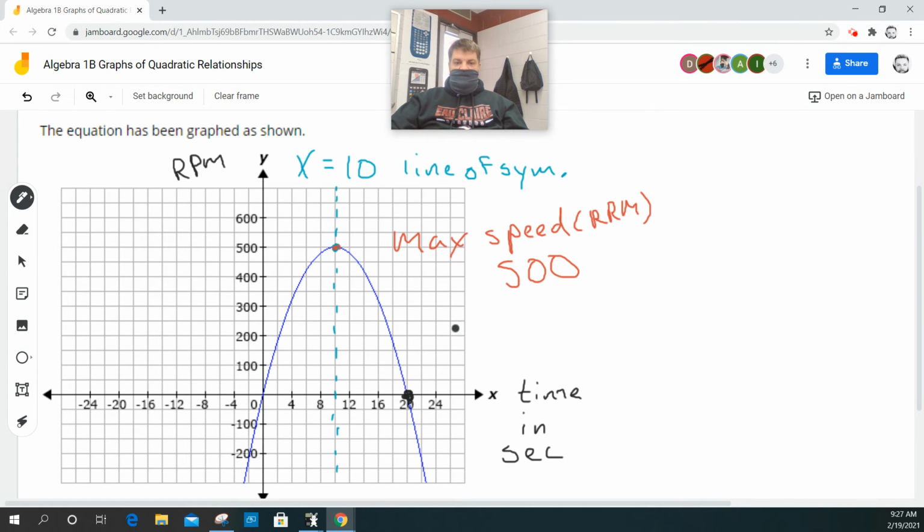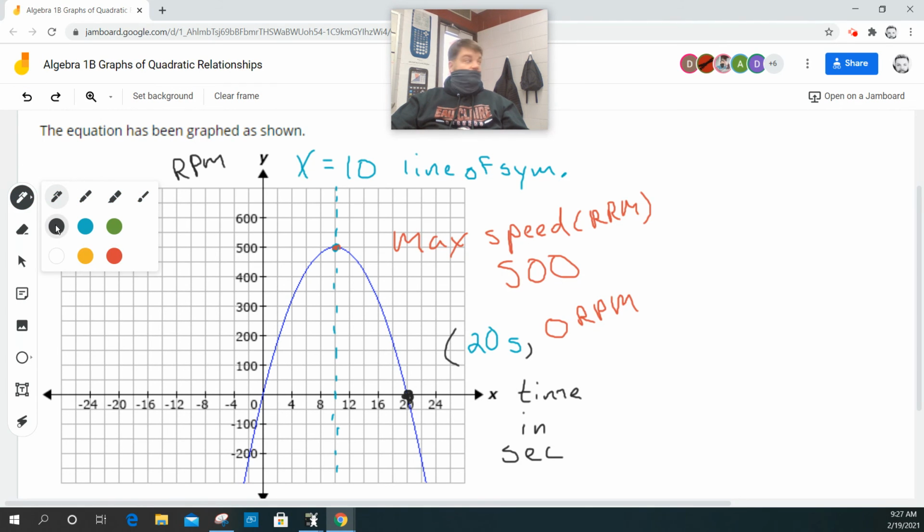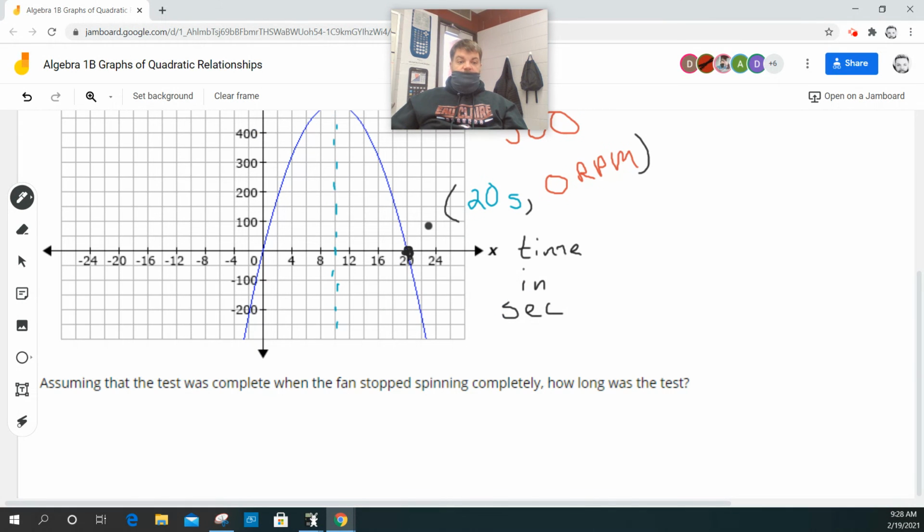In other words, this point right here, which is really the time in seconds. So after 20 seconds, the speed of the fan is 0 RPMs. Okay? So then the question is, how long does it take? 20 seconds.